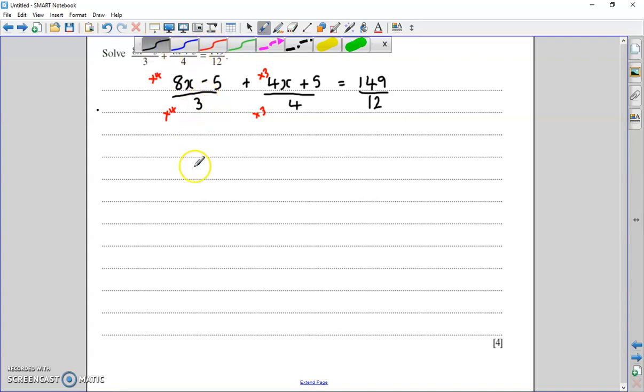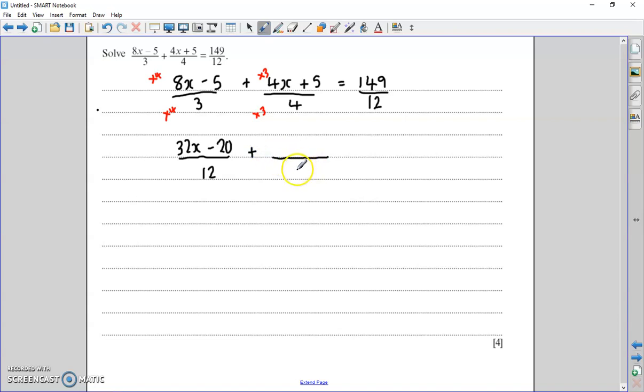So, if we times this first fraction by 4, we get 12 on the bottom. We get 32x minus 20. If we times this second fraction by 3, we get 12 on the bottom. We get 12x plus 15 on the top. And this fraction, nothing happened.